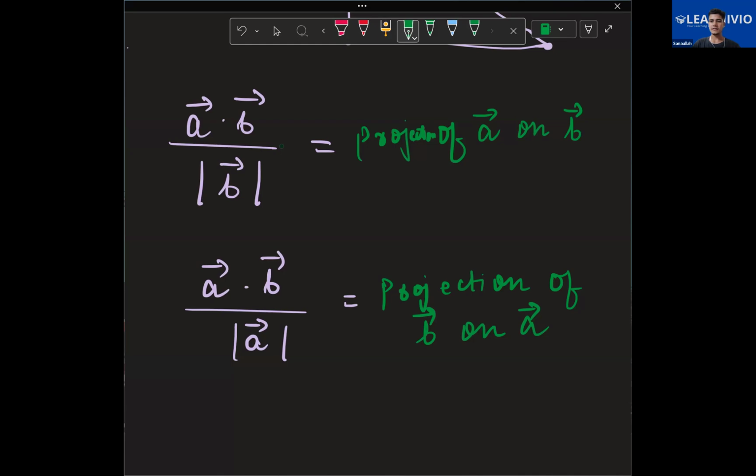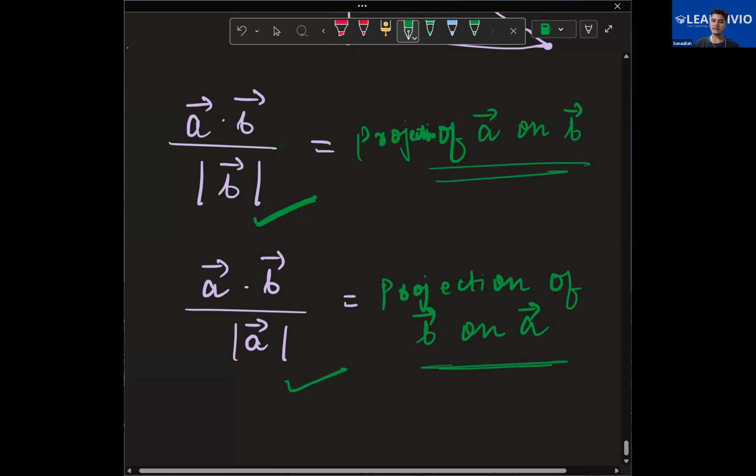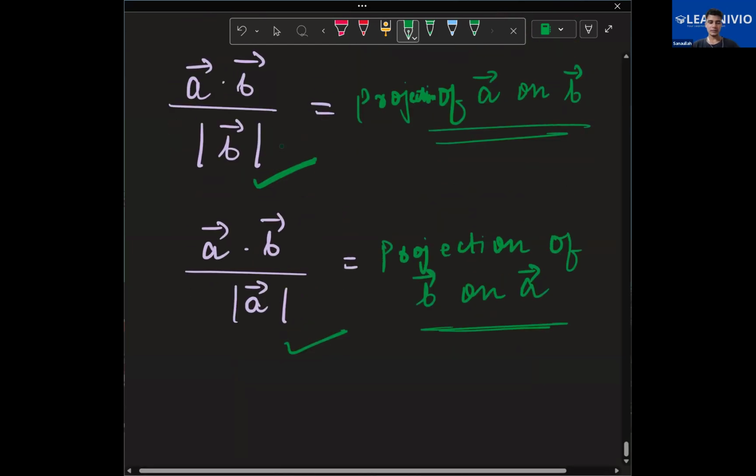So this is a projection of A vector on B vector. Whenever you have a magnitude in the denominator, अगर आपके पास B vector का magnitude in the denominator, so you have a projection of A vector on B vector. If you have A vector's magnitude, so that means you have a projection of B vector on A vector, and this is very important. So I hope you will not be confused in this, कि किसका projection किसके ऊपर है, right? And this should be clear to you.